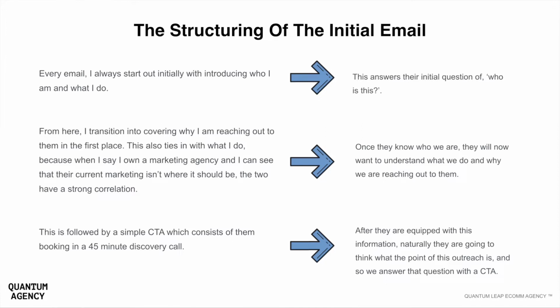And again, you answer their questions in logical order. The first question is, who is this? So we need to answer that straight off the bat by introducing who we are and what we do. From here, I transition into covering why I am reaching out to them in the first place, okay? And this actually also ties in with what I do, because when I say I own a marketing agency and I can see that their current marketing isn't where it should be, the two have a strong correlation. Once they know who we are, they will now want to understand what we do and why we're reaching out to them, okay?